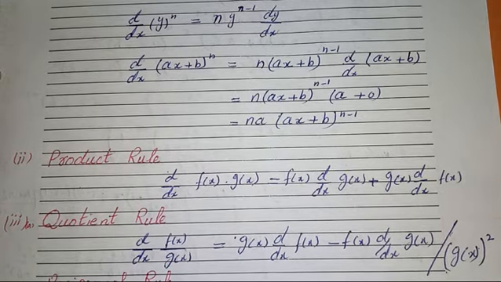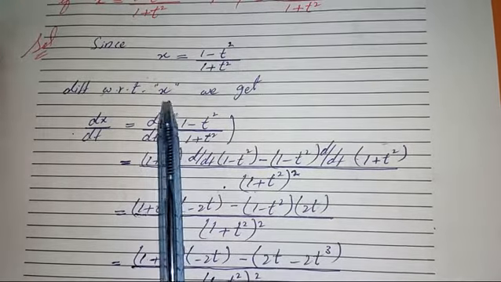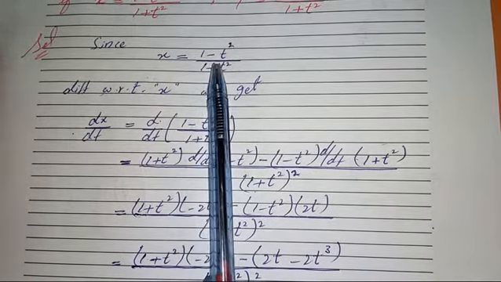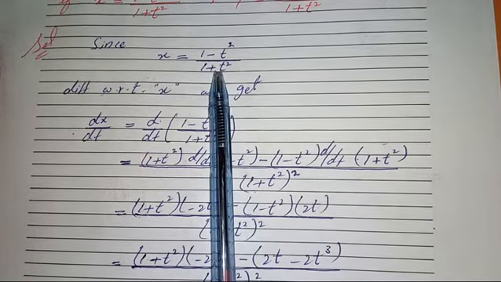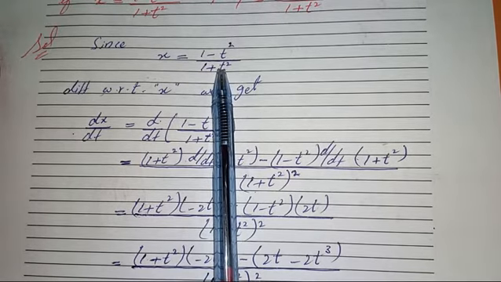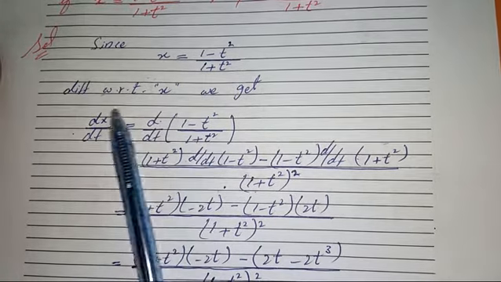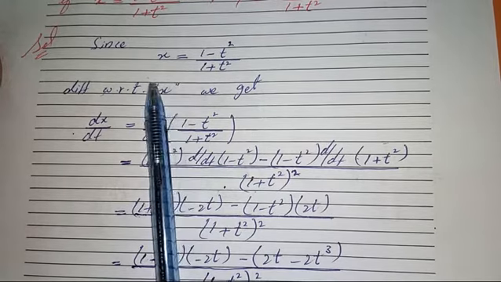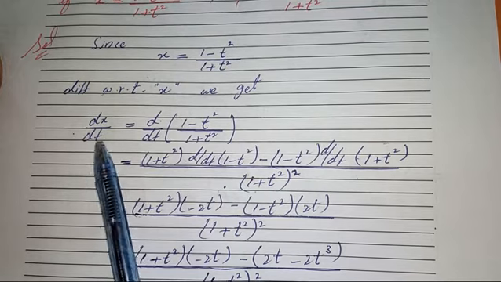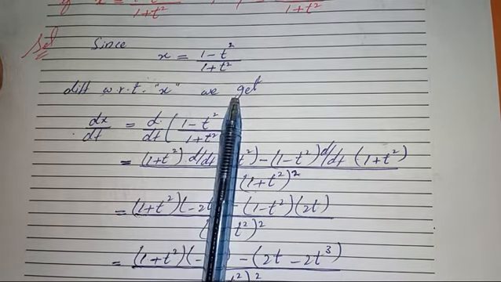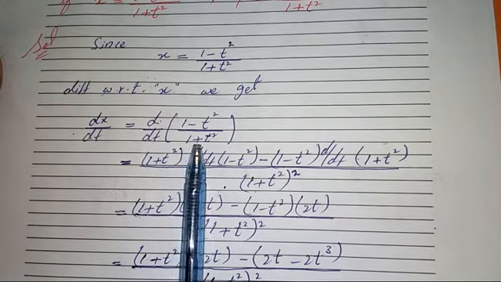Okay, so in this question, question number 4 of exercise 2.4, we will observe that x is equal to (1 minus t square) over (1 plus t square). This is the given statement, given function. So in this given term, we will apply the quotient rule. Okay, so on left hand side dx over dt, differentiate with respect to t, as on left hand side x and on right hand side t. Differentiate x with respect to t, so we get dx over dt is equal to d over dt of (1 minus t square) over (1 plus t square).